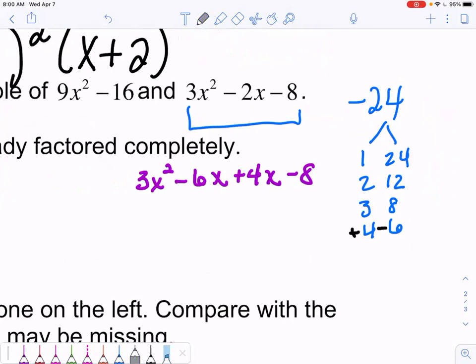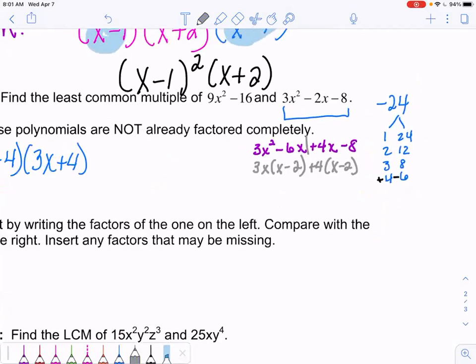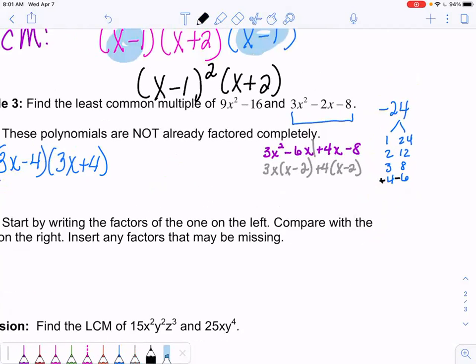Jordan, what would you pull out of the first pair? And the second pair? Yeah. So Jordan, that would factor as? So 3x plus 4 and x minus 2.